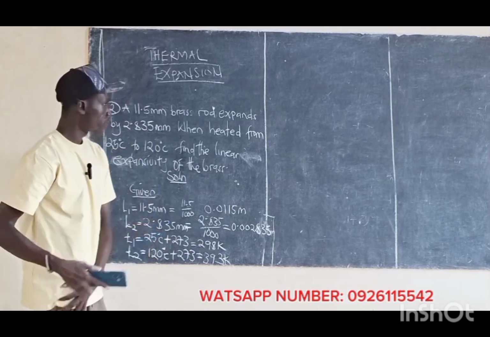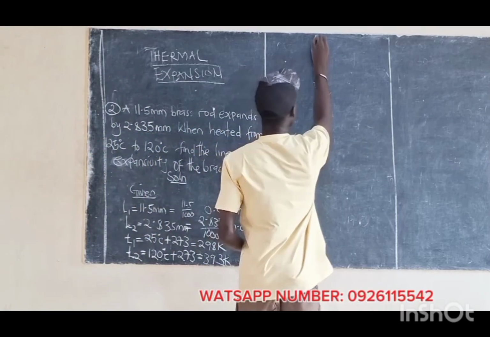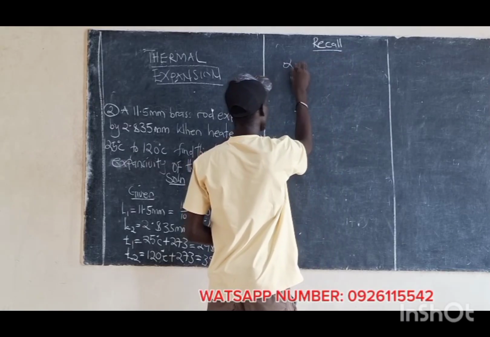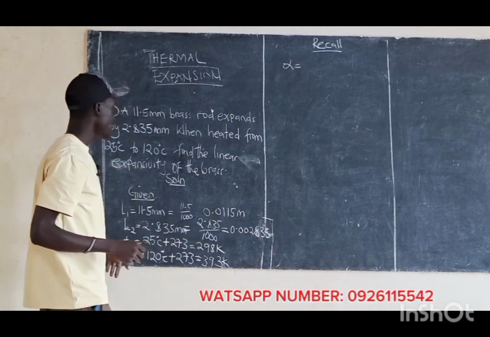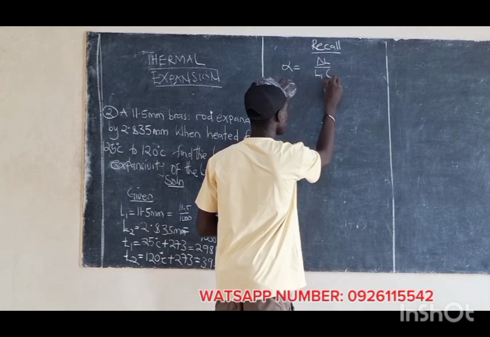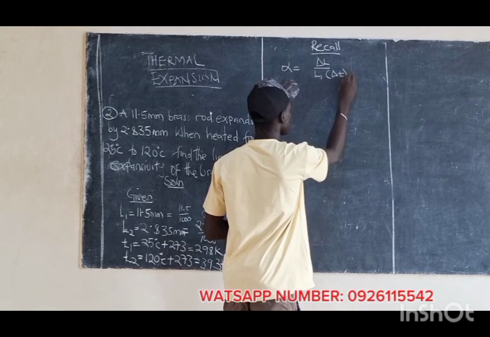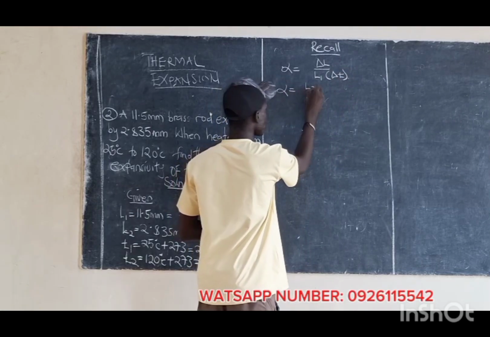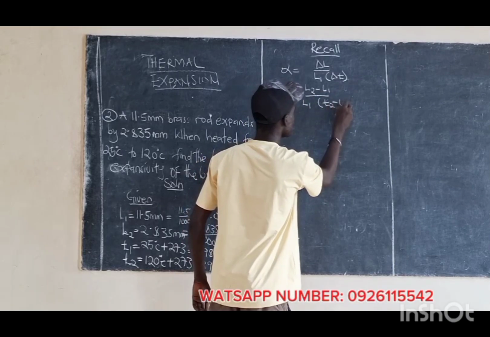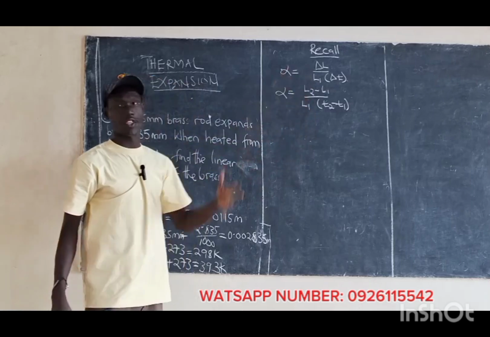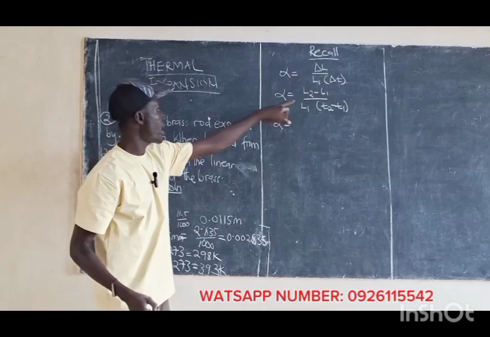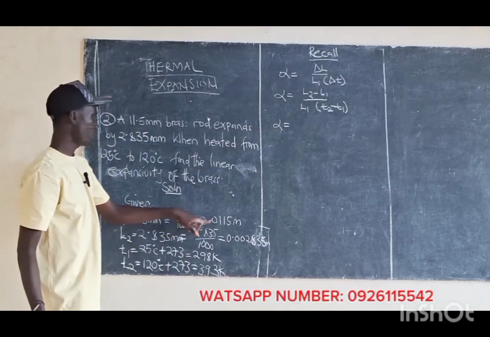Here we are going to recall the formula. The value of alpha is not given, it is what we are looking for. Alpha is given as change in length all over the original length times change in temperature. Here change in length is the same as L2 minus L1, all over L1 into T2 minus T1. That is the same thing if you break it down. So alpha is equal to, let's substitute the values.